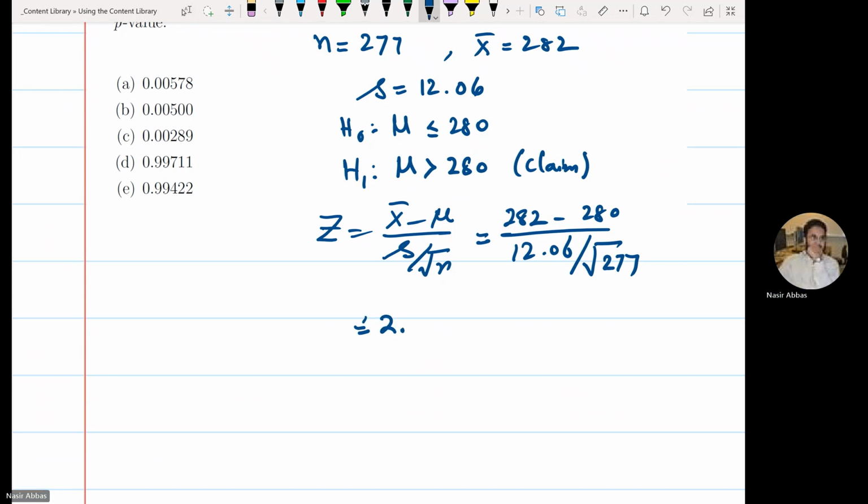Round it. So it's approximately 2.76. Look at the sign of H1. What will be the expression for p-value? Is it one-sided or two-sided? So no multiplication by 2.